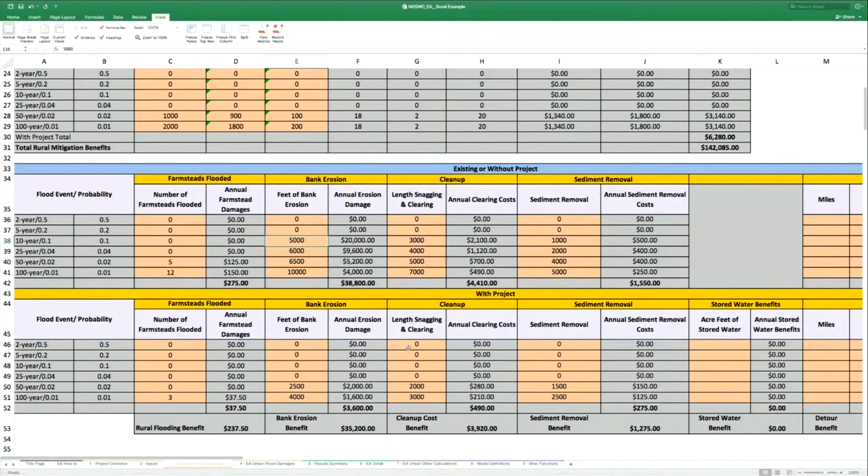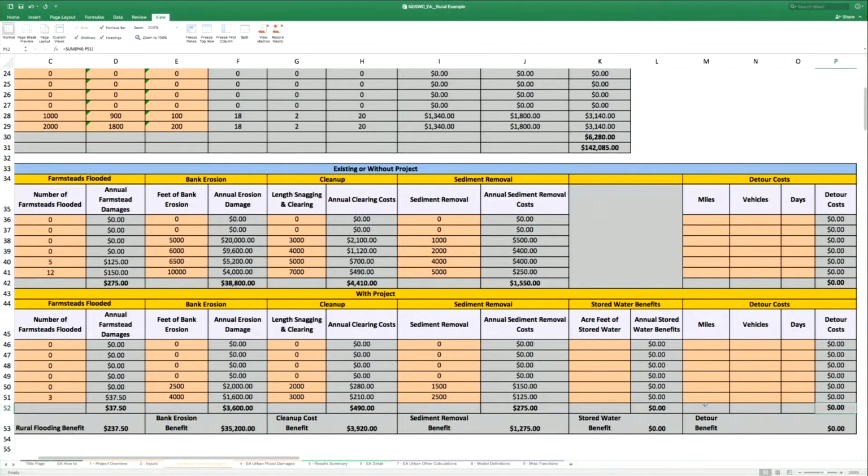Same story. But again, with project, we're assuming some of those damages are reduced, and under each case, we're calculating the benefit in terms of the reduction between the without and the with project condition. So over here also, if you had detour benefits, those would be added in.